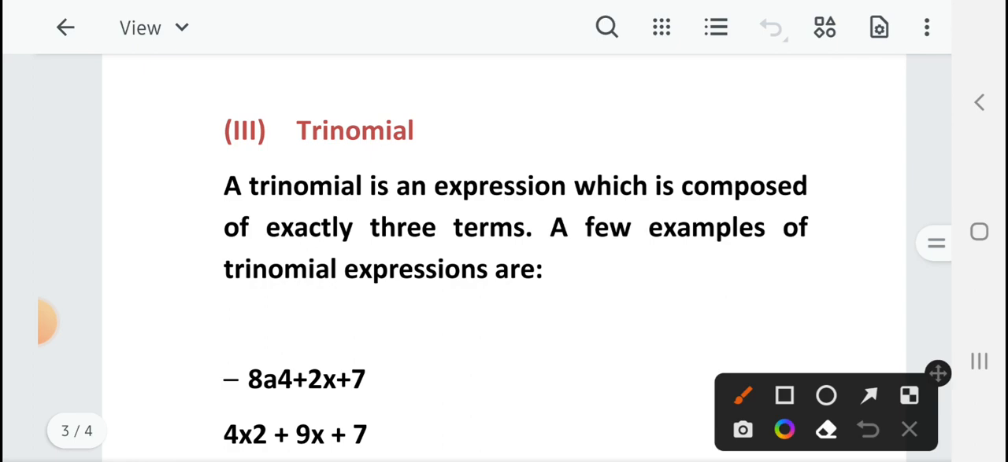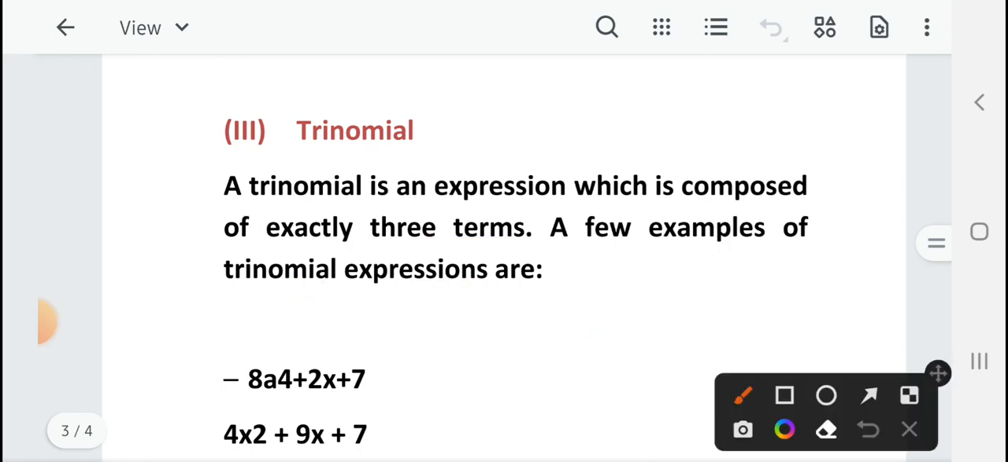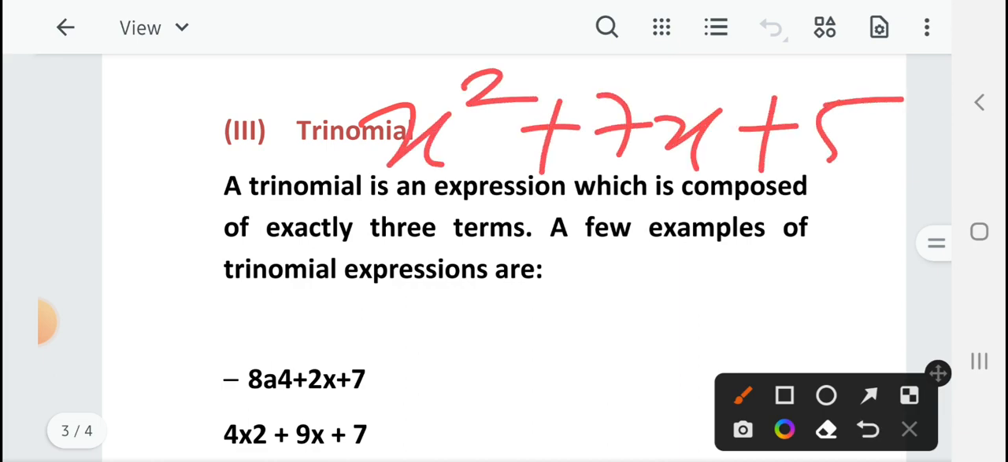A trinomial is an expression which is composed of exactly three terms. Okay, exactly three terms. Suppose you are taking like a plus b plus c. We can say this is an example of a trinomial. Or suppose you are taking a variable of the same category, then x square plus 7x plus 5. So this is an example of a trinomial, because it has three terms.